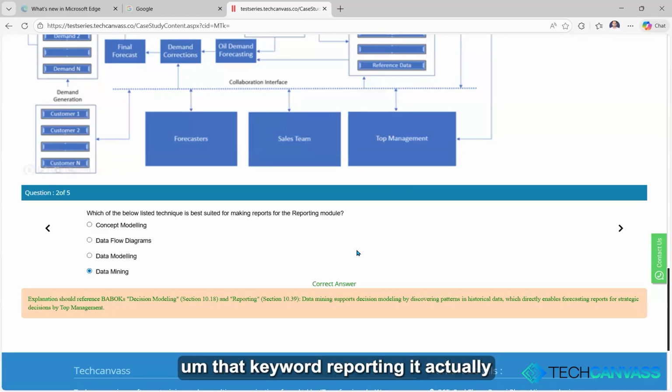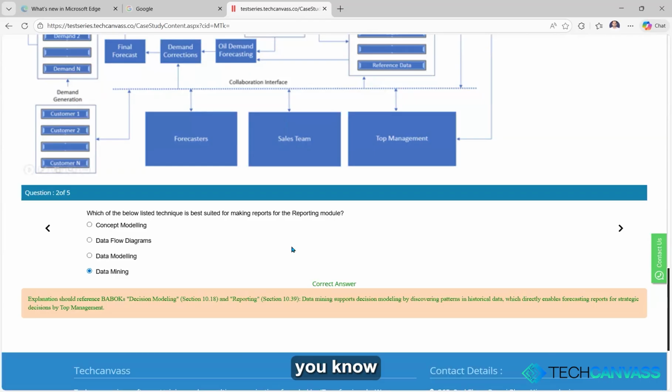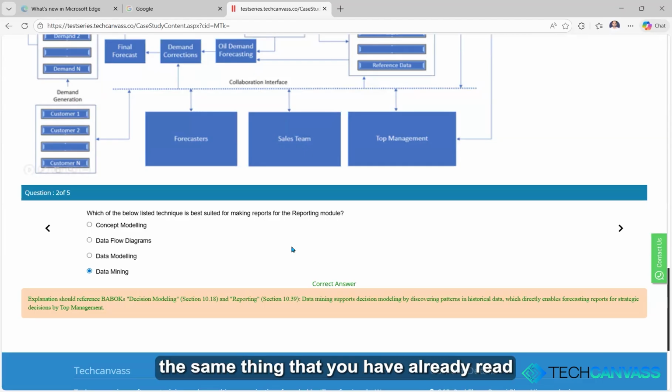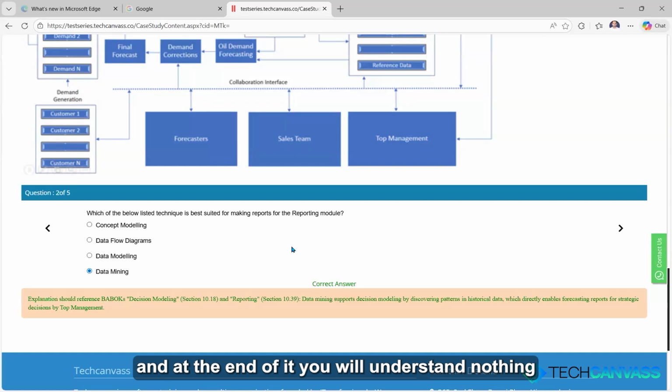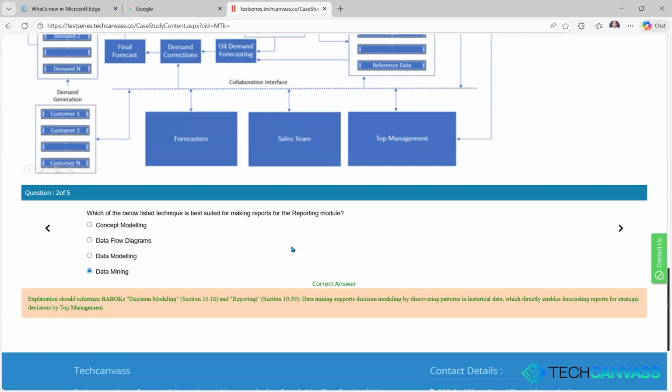So whenever you see that keyword reporting, guys, these are the keywords that you need to look for. Now, let's say you have just joined Techcanvass and you have started going through BABOK, you won't understand a lot of it. I think in the first reading, it'll only be 10-20% that you'll understand. Every other topic, every third page, you are reading the same thing that you've already read. And at the end of it, you will understand nothing. If I ask you something, you won't be able to recall anything, and everything seems similar.